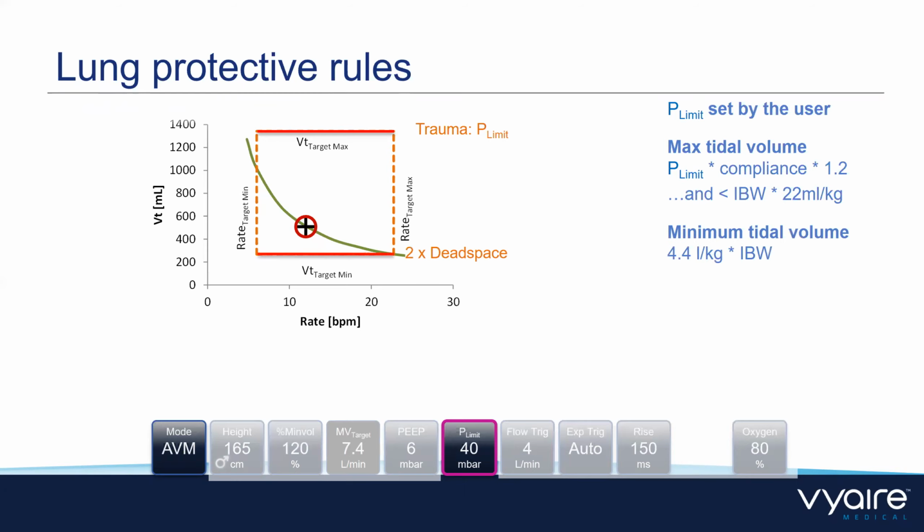The second one, and now where the dead space comes into play, which we determined right at the beginning with the ideal body weight. And you might remember that this was 134 milliliters for this 6.1 liter patient, or 61 kilo patient. So that means AVM just protects the ventilation or the patient by just taking the dead space times 2. This would be around 270 milliliters, and this marks the minimum tidal volume. And the minimum tidal volume would be always 270 ml.